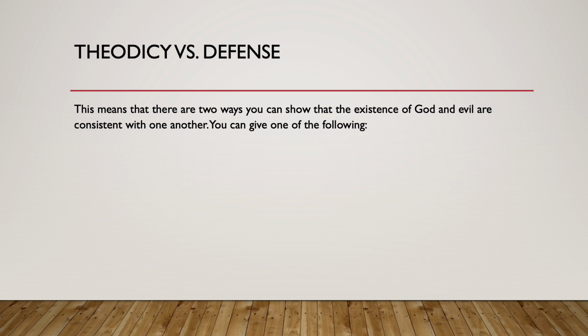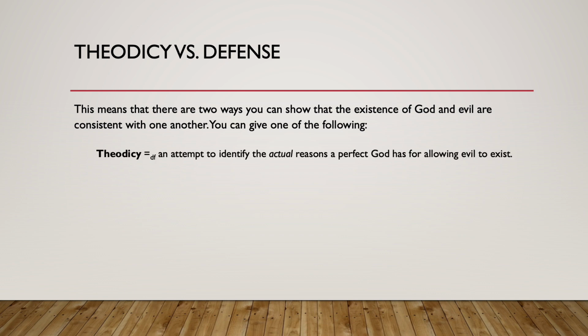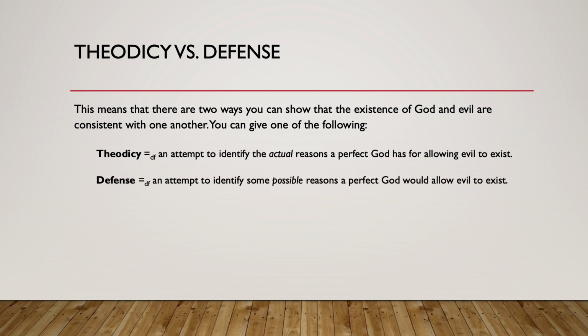So this means that there are two ways you can show that the existence of God and evil are consistent with one another. First, you could try to give a theodicy. That would be an attempt to identify the actual bigger picture, the actual reasons that a perfect God would allow evil to exist in our world. Or you can do something less. You can give a defense. This would be an attempt to identify some possible reasons that a perfect God would allow evil to exist. So a theodicy is analogous to someone saying, hey, look, I know that the barber lives in Auburn. That's the actual location. A defense would say, look, I don't know where the barber lives, but it's possible that the barber lives in Auburn. And there you've drawn a possible bigger picture where both the beliefs are true.